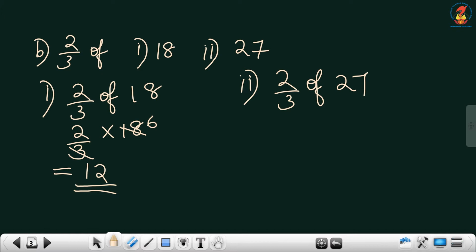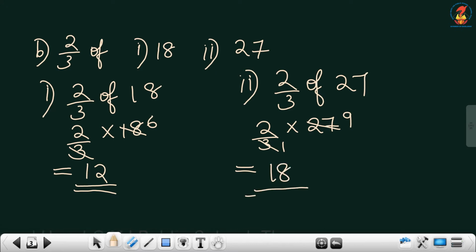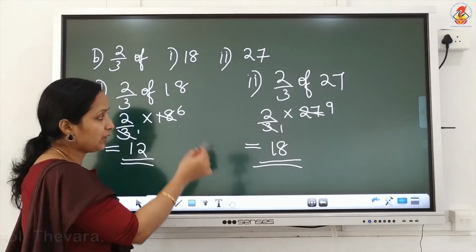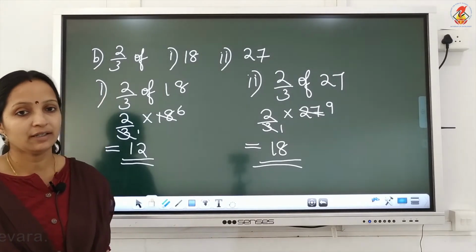Okay, if this method is a confusion for you, you multiply it. 18 into 2, what is the answer? 36. 36 divided by 3, what is the answer? 12. Okay. Now the second part, 2 by 3 of means multiplication into 27. Again, 27 is a multiple of 3. So we can divide, 1 and here it is 9. So 9 into 2 is 18. Just go through the shortcut method that you learned in class 5. Otherwise you have to do multiplication. If you are doing the shortcut method, you will get the answer directly.